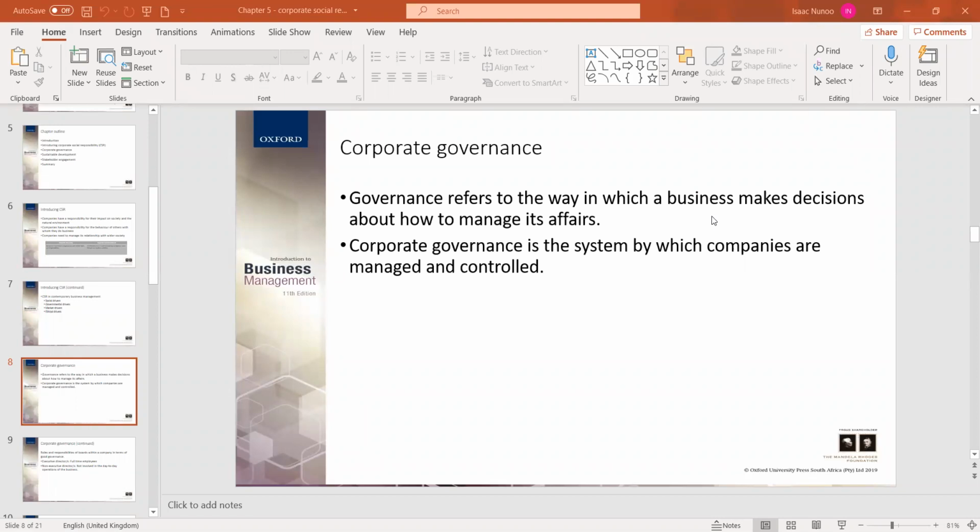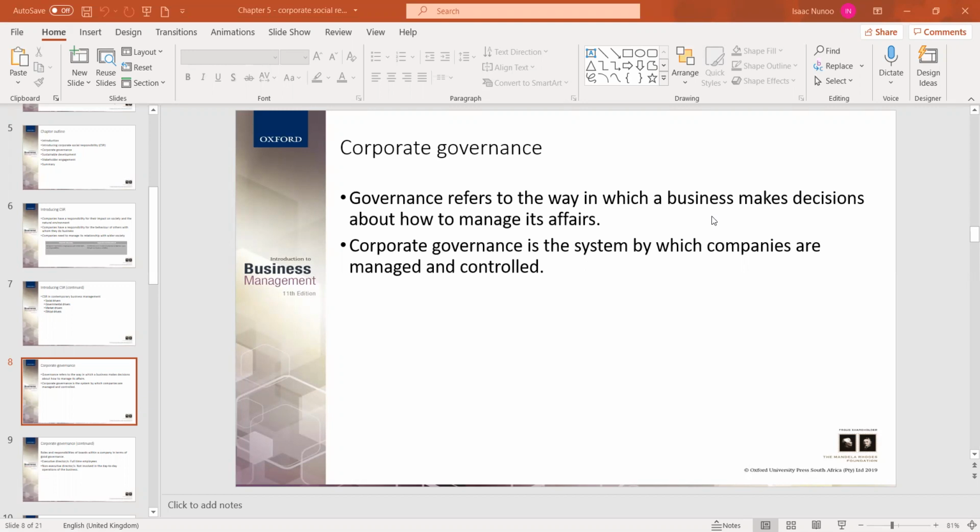Governance basically refers to the way in which a business makes its decisions and manages its affairs: how businesses are run, who is in charge, who takes the necessary decisions. And when we talk of corporate governance, it's basically the system in which companies are managed and controlled. It refers to the relationship between those who govern and those who are governed. So that is corporate governance.